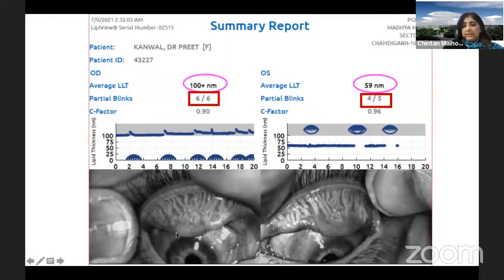As we go on to the report, which we see in the LipiView, we can see that the lipid layer thickness is lesser in the left eye. The blinks are partial, which contributes to the dry eye. And the images at the bottom show us the quality of her glands. So the glands are distorted, they are shortened, and there is nearly a 30% area where the glands are missing.